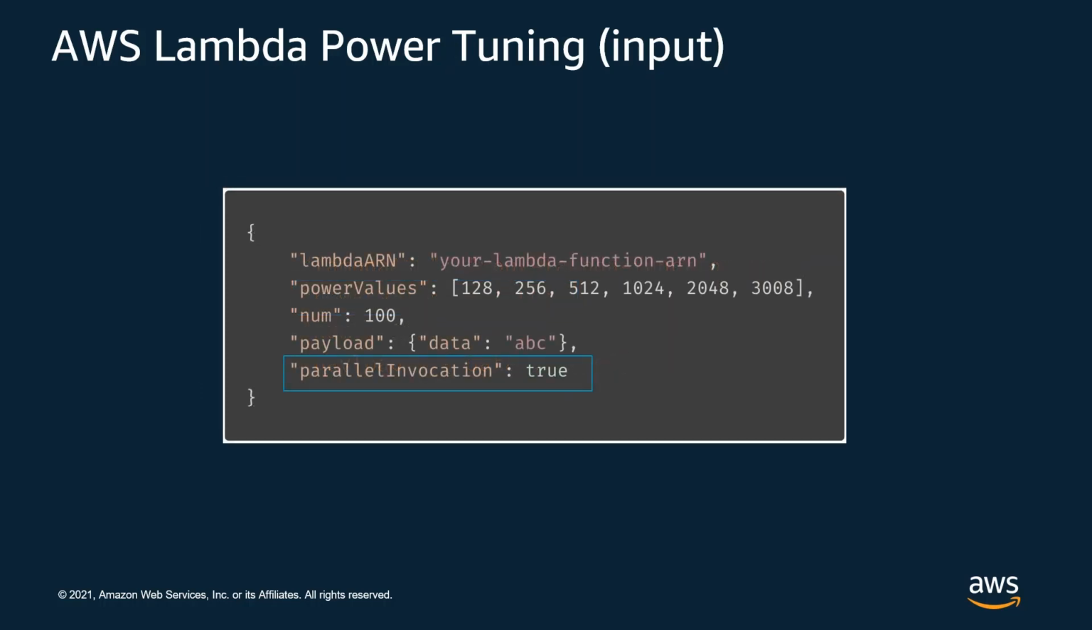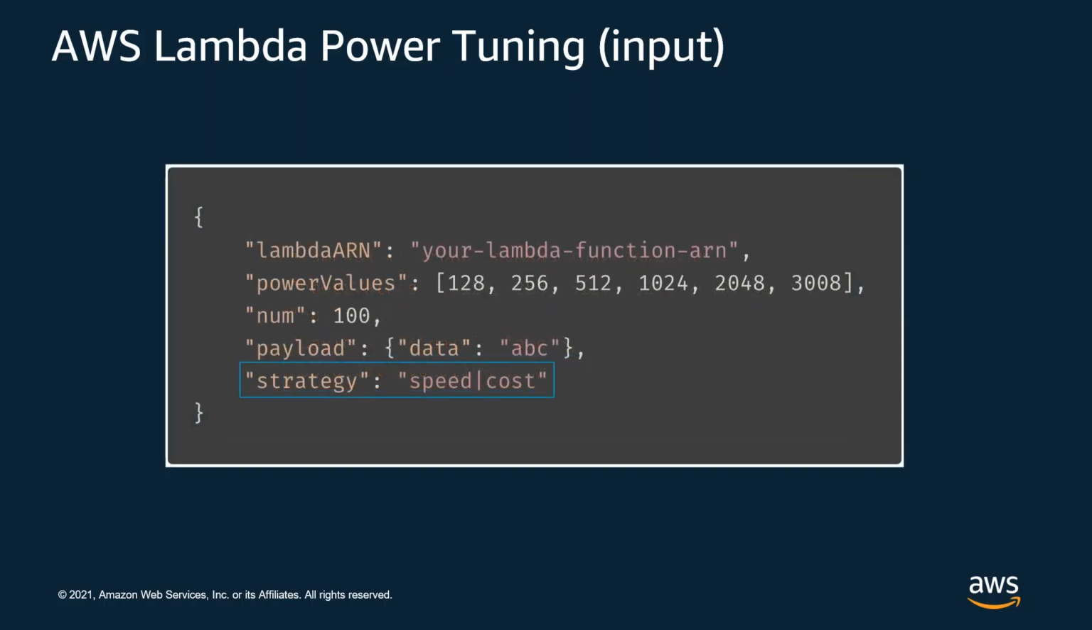power values parameter. Now, by default, this application runs each test sequentially, and this ensures that if your function calls other resources, it creates a fair measurement of the invocation time. But alternatively, you can have all the tests run in parallel using the parallel invocation flag. Now, depending on how many iterations you set in the num parameter, you may find the invocations are throttled.